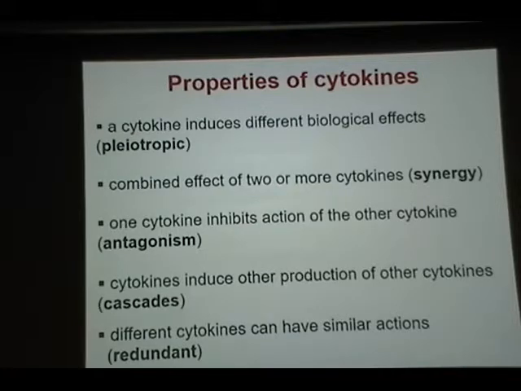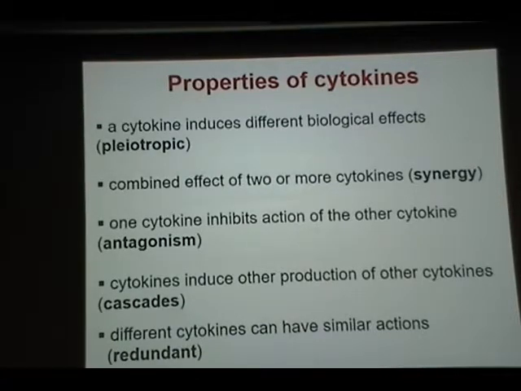A typical example will be IL-10. So IL-10 is an anti-inflammatory cytokine. So if the targeted cells receive IL-10, that will inhibit production of different types of cytokines. And the cytokines can induce production of other cytokines. This forms a cascade. So I'll give you one example about it.